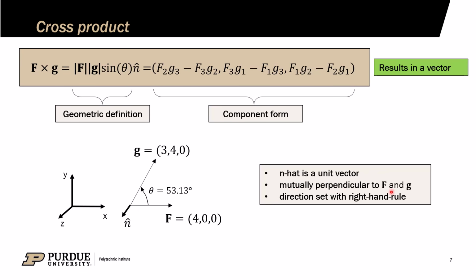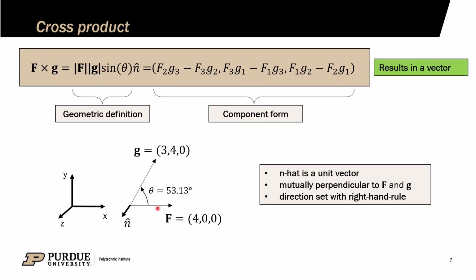It's perpendicular to both f and g. So whichever plane these two vectors lie in, in this case they both lie in the xy plane, but these are arbitrary vectors. They may not be aligned with the global Cartesian planes at all. n hat is perpendicular to the plane that these both lie in.